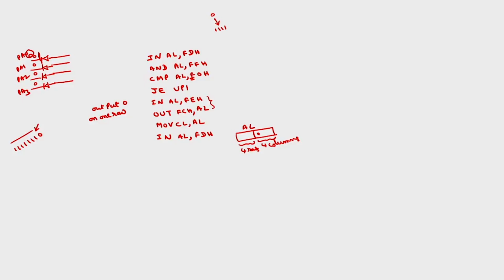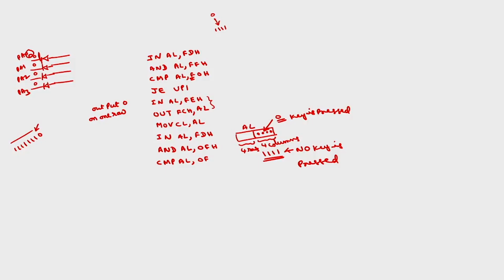Okay. So among the 4 columns, I will check if any column is receiving a 0, which means a key is pressed in that particular column. If any one of these 4 bits is 0, a key is pressed. If all these 4 bits are 1111, no key is pressed. Then AND AL, 0FH, and compare AL, 0F. After ANDing, if I get 0F, what does it mean? These 4 bits are all ones, so no key is pressed.